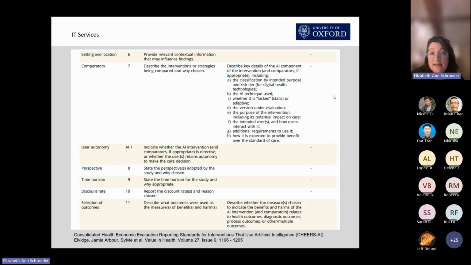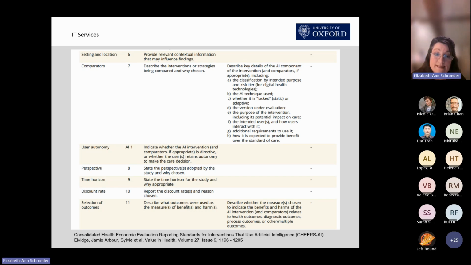composition. These might include the classification of the AI by its intended purpose and risk tier, the AI technique that is used, whether it is locked or static or adaptive, the version under evaluation, the purpose of the intervention, including its potential impact on care, intended users, and how it is expected to provide benefit.